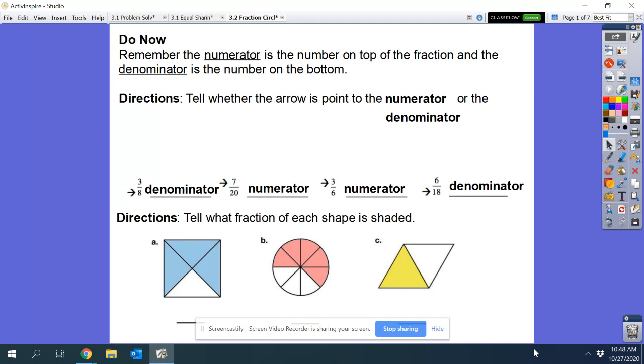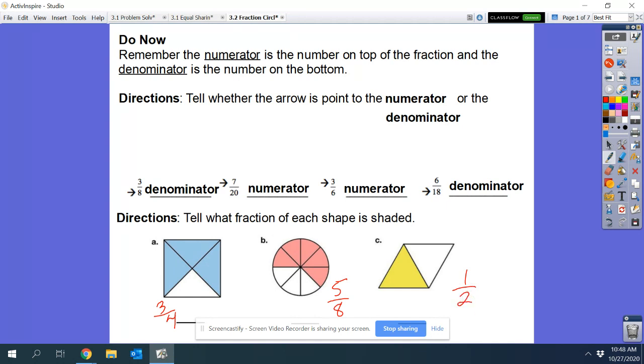Tell what fraction of each shape is shaded. I want you to pause the video and try these on your own. Play it back when you're ready to see the answers. If you're playing back, you've already done this, and you should have gotten 3/4. Then there are 8 total pieces, and how many of them are shaded? 5/8 in that one, and here, this one's the easier one to count, 1/2.